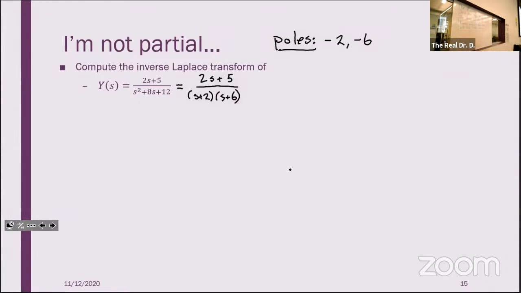So we're going to do this the way that we've been doing it, or that we just did the last one, which gives me A over s plus 2 plus B over s plus 6. One constant per root.